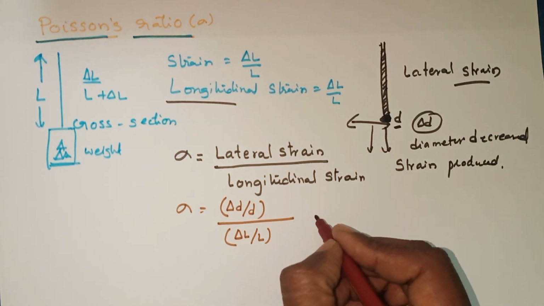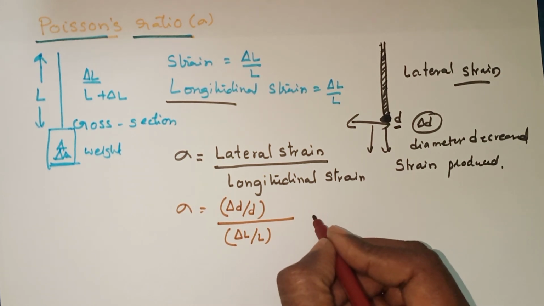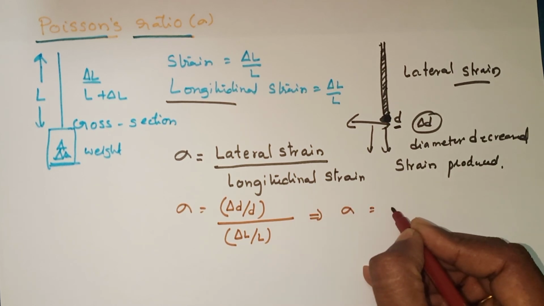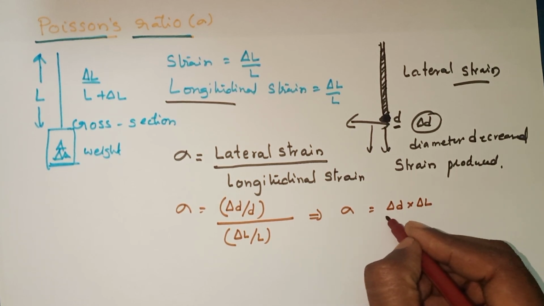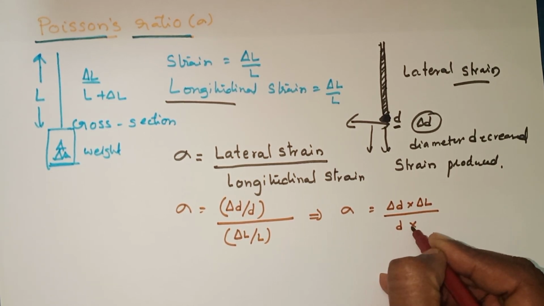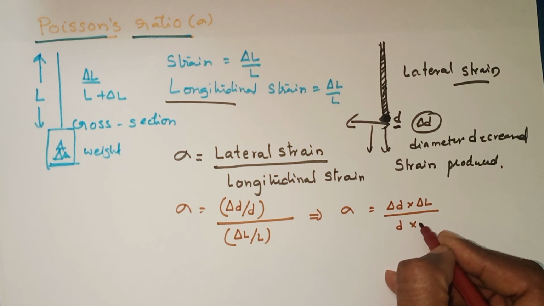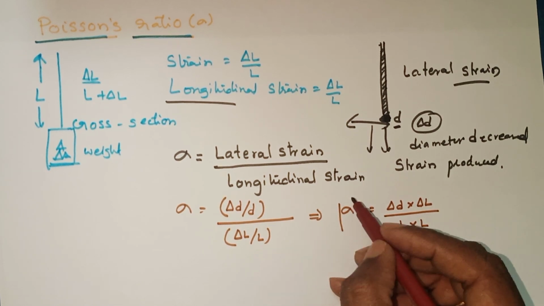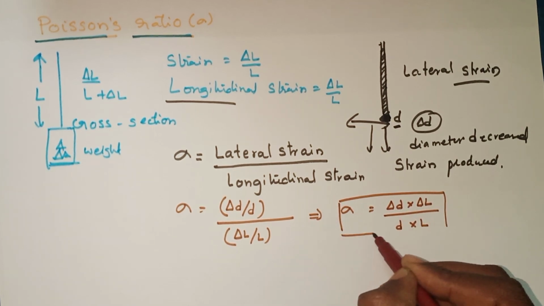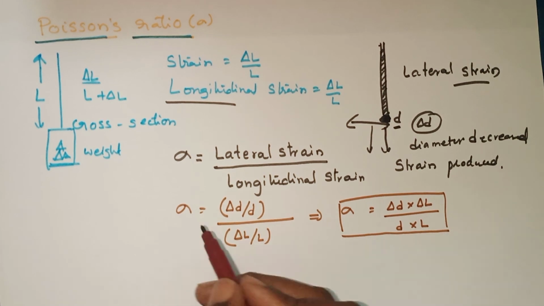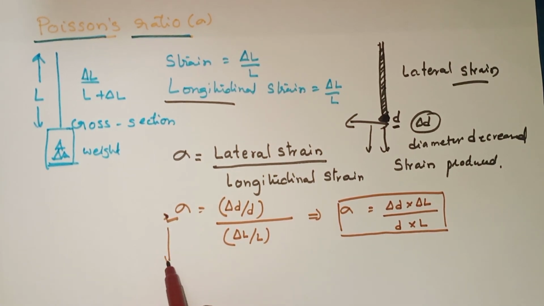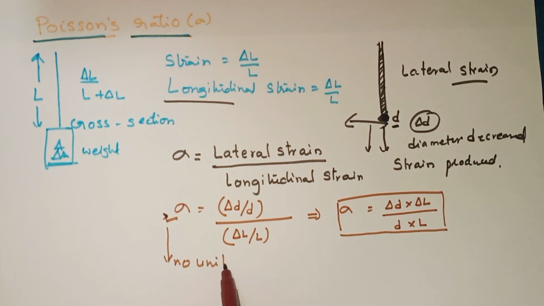Right? Now sigma is equal to delta D into L by D into delta L. So what is that? It is a pure number, no units, because it is a ratio of two strains, no dimensions.